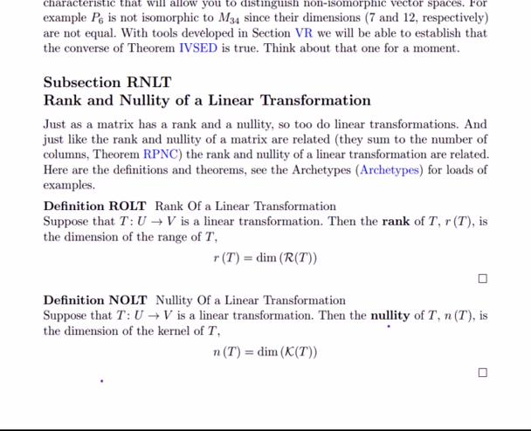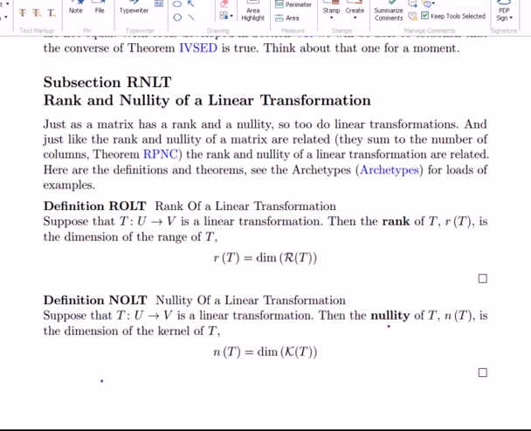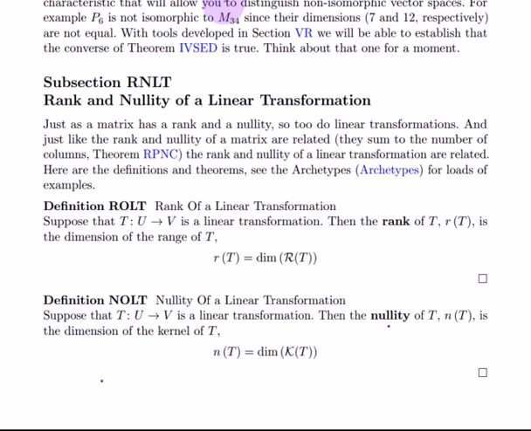All right, now we've been talking about invertible linear transformations, and we're going to go back for a second and talk about general linear transformations that are not necessarily invertible. We're going to talk about the rank and nullity of a linear transformation. Now, we've talked about rank and nullity of matrices.